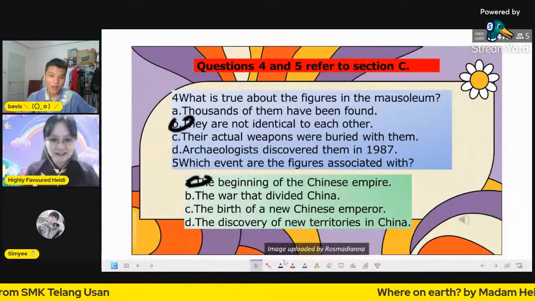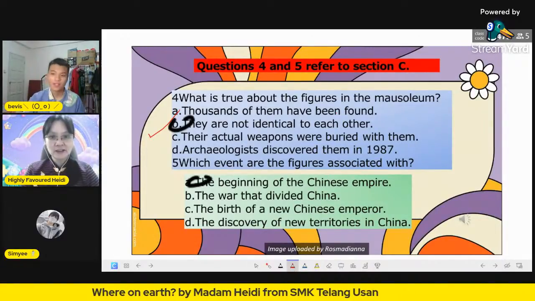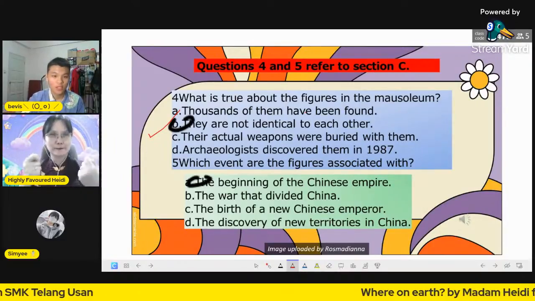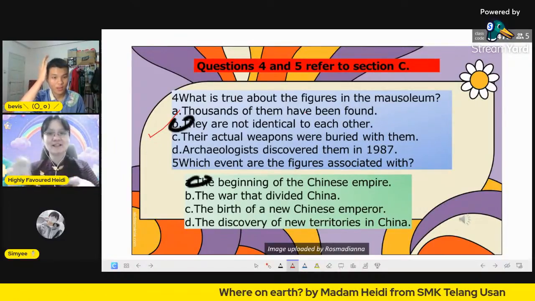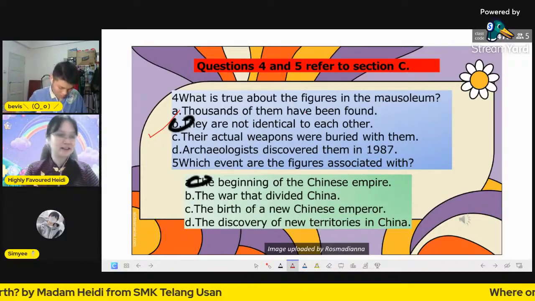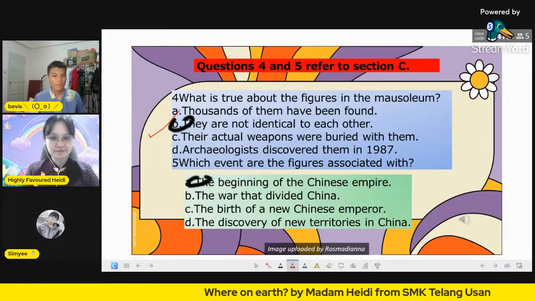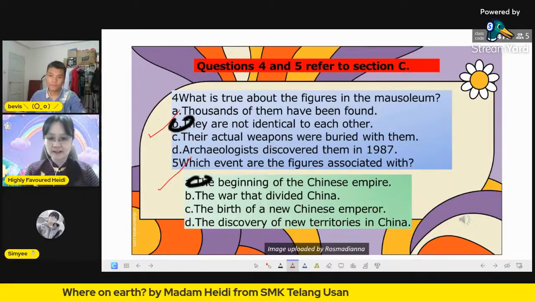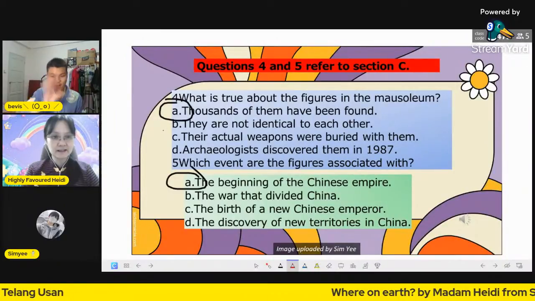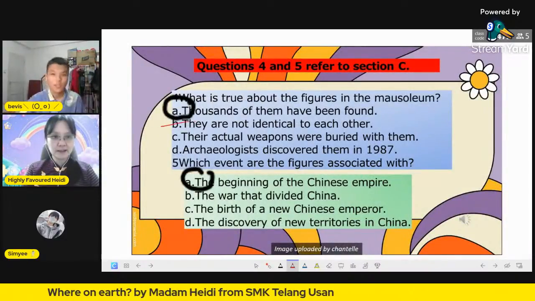Okay, let's have a look. I will check Rasma Diana first. Yes, they are not identical because thousands of them are still being buried. It's there, but they have not really dug it yet. They are not identical. Their weapons were buried with them. Archaeologists discovered them not in 1987, but 1974. Yeah, the beginning of the China Empire. Very good. All right, the answer is B and A.